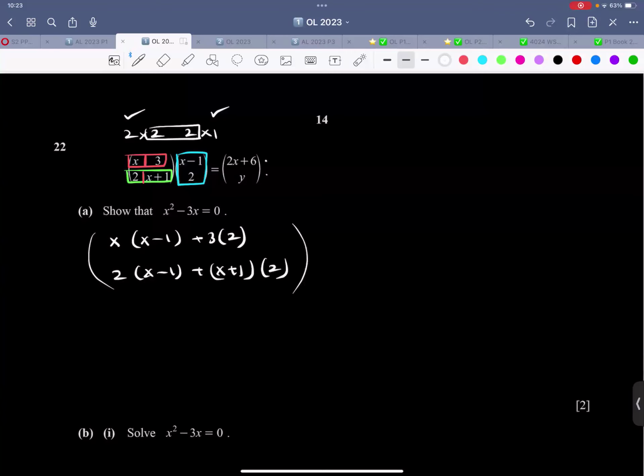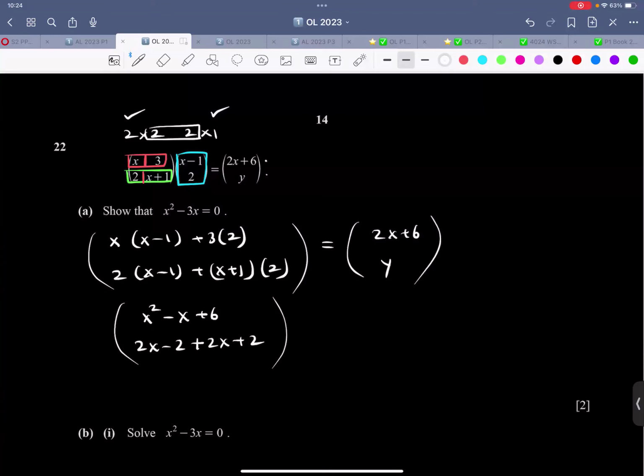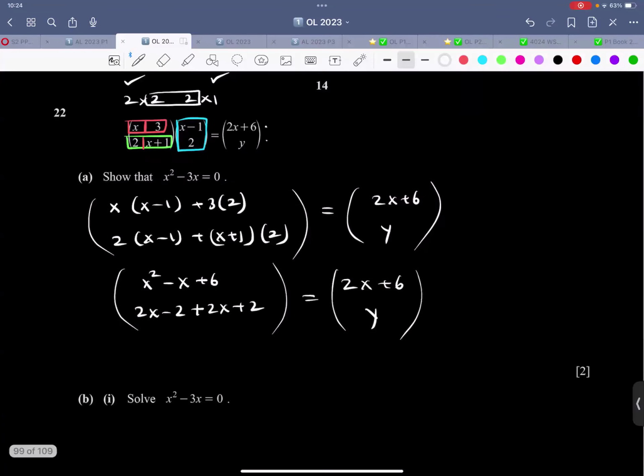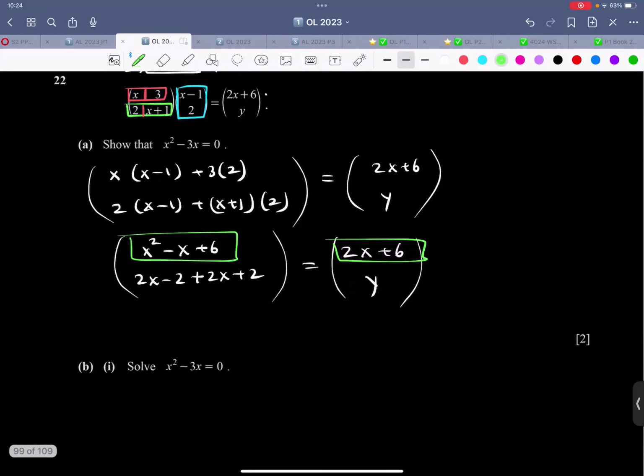So let me simplify on this side. This is x squared minus x plus 6. This is 2x minus 2 plus 2x plus 2, and this thing equals 2x plus 6. This thing equals y. So we have x squared minus x plus 6 is 2x plus 6. The 6 and the 6 cancel out. Therefore, x squared minus 3x equals 0.